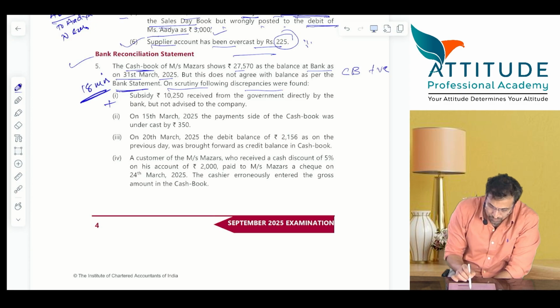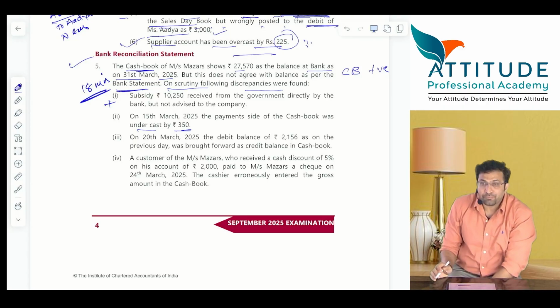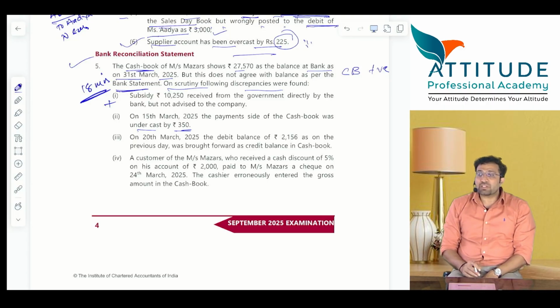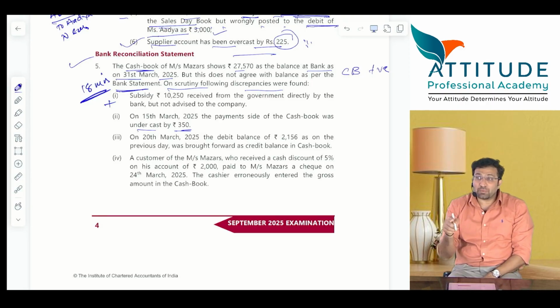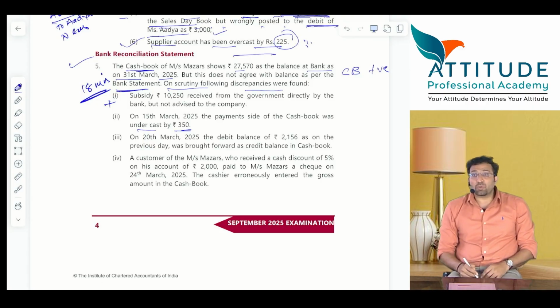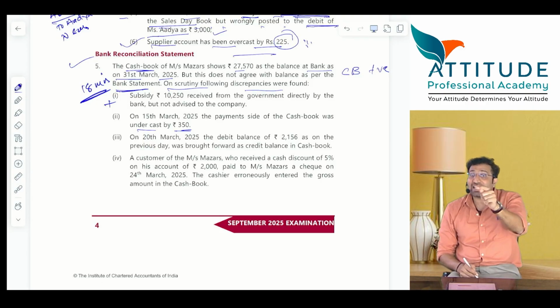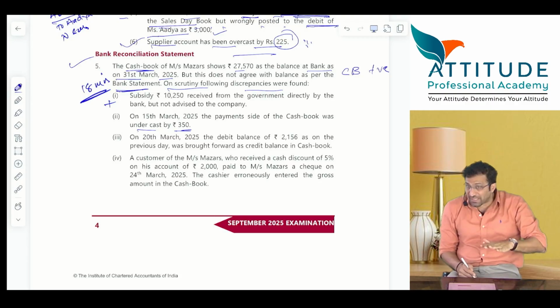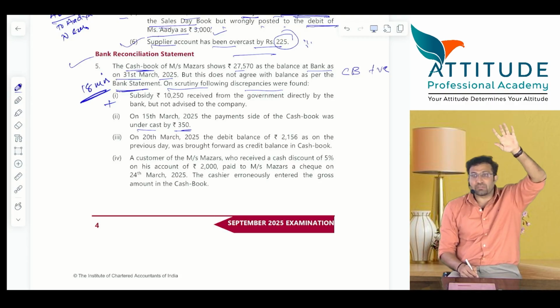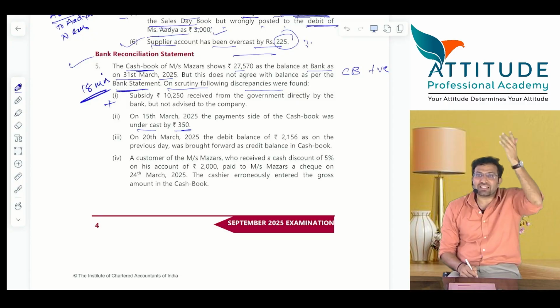Next one, tell me. 15th March 2025, payment side of cash book was undercast by 350. First of all, tell me where it has gone wrong. Cash book. Cash book में payment side कम किया है क्या? Receipt side कम हुआ है? हाँ, मुझे बोलो पेमेंट कम दिखाई दे रहा है कैश बुक में, तो कैश बुक बैलेंस कम रहेगा या ज्यादा रहेगा? वेरी गुड. अरे पेमेंट कम दिखाओगे तो बैलेंस ज्यादा दिखाएगा ना.